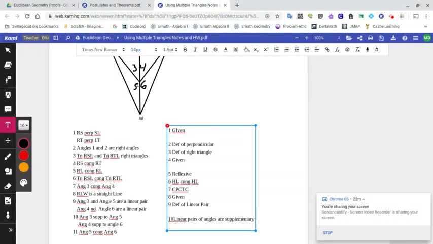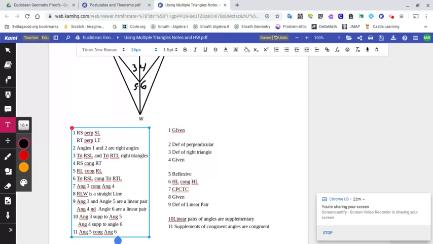11, supplements of congruent angles are congruent. So that would be the reason for number 11. That makes angle 5 congruent to angle 6.